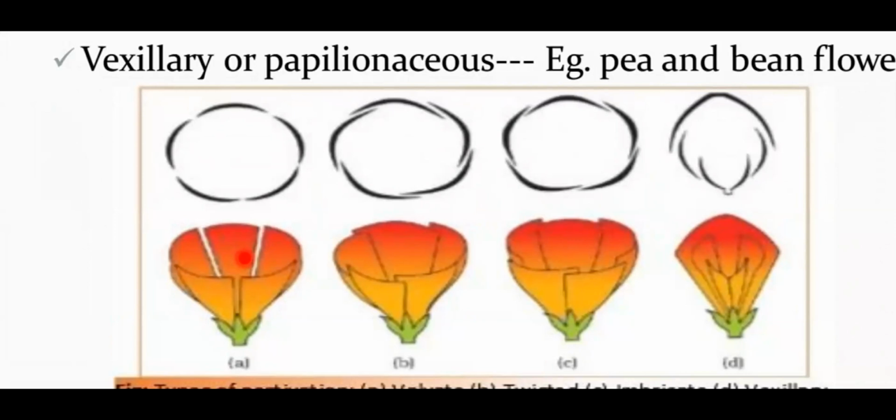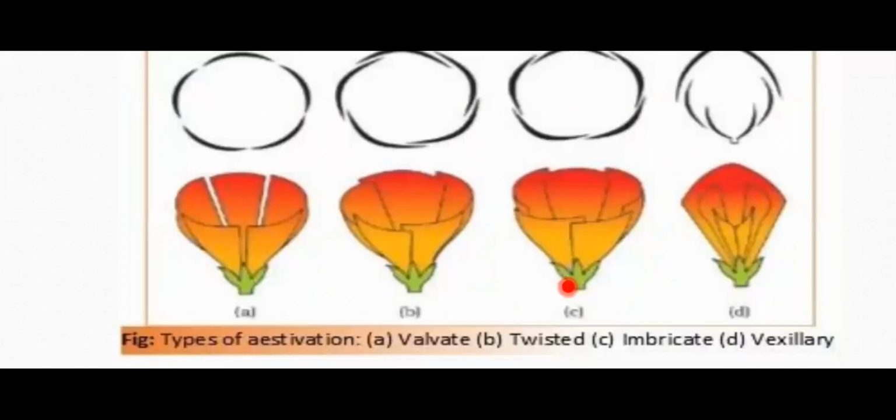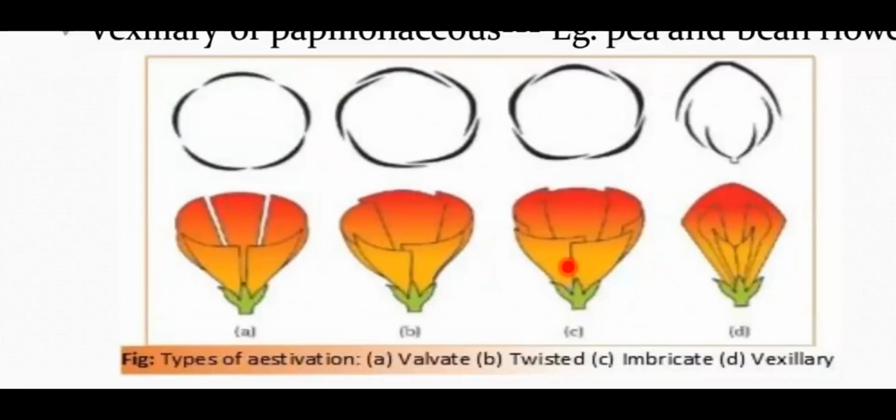The next one is twisted. What is twisted aestivation? In twisted aestivation, if one margin of the appendage overlaps that of the next one, then this is said to be twisted. And we have the next one, that is imbricate. What is imbricate aestivation? In imbricate aestivation, the margins of petals overlap one another, but not in a particular direction. There is no proper direction, but they are overlapping one another, then it is said to be imbricate aestivation.